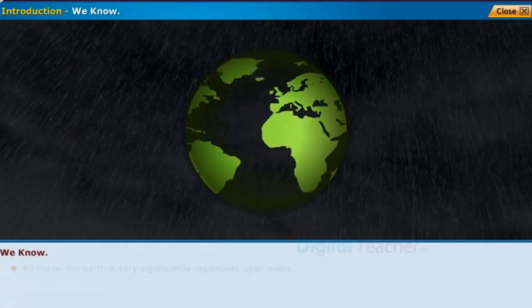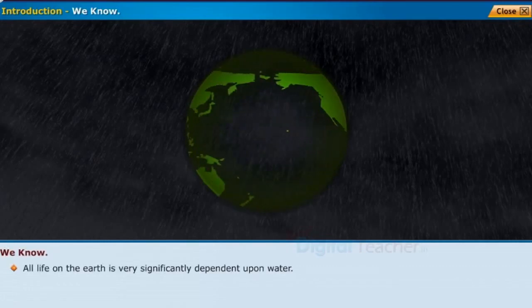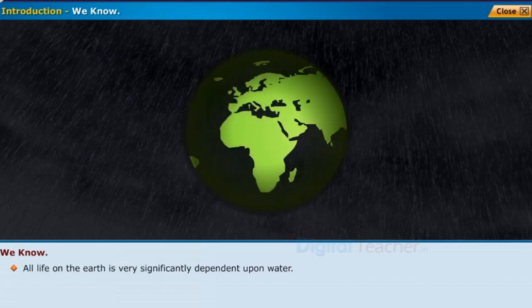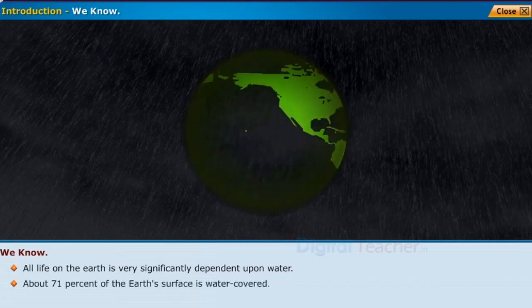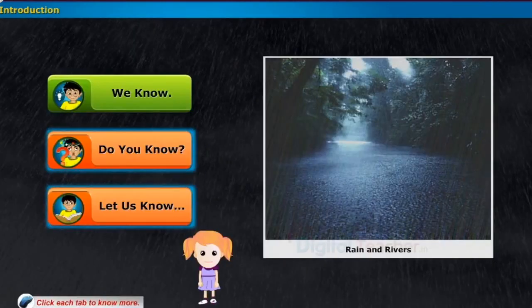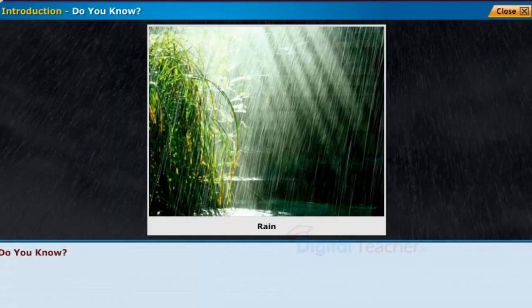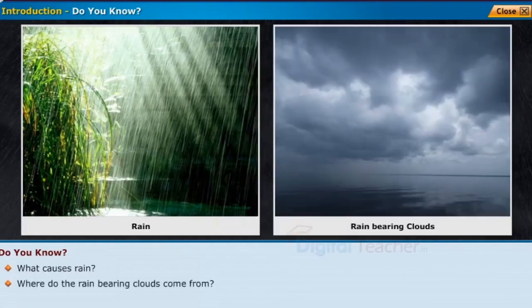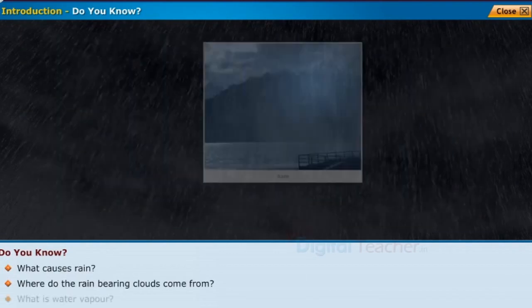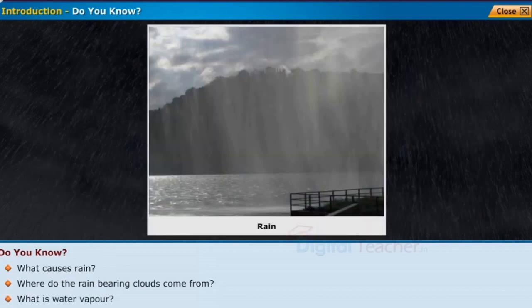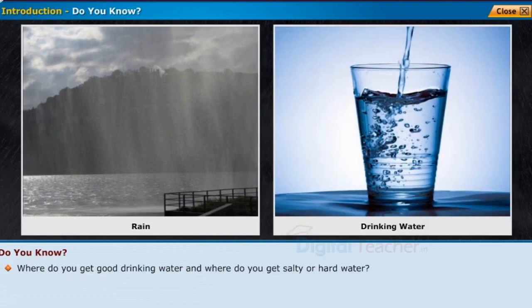We know all life on the earth is very significantly dependent upon water. About 71% of the earth's surface is covered by water. Do you know what causes rain? Where do the rain-bearing clouds come from? What is water vapor? In which months do you get rains? Where do you get good drinking water and where do you get salty or hot water?